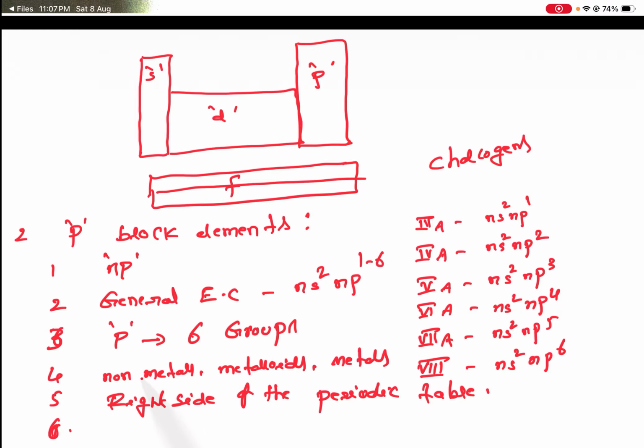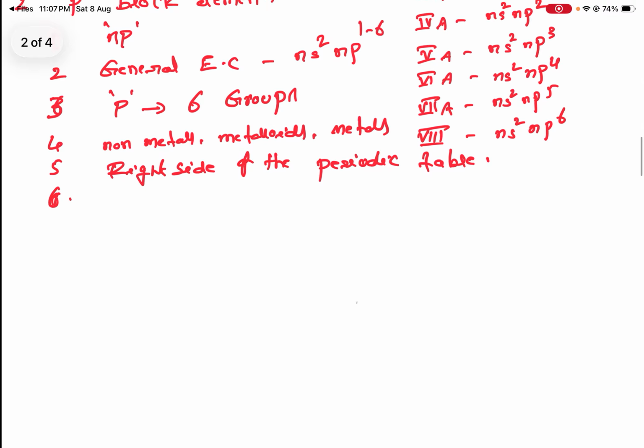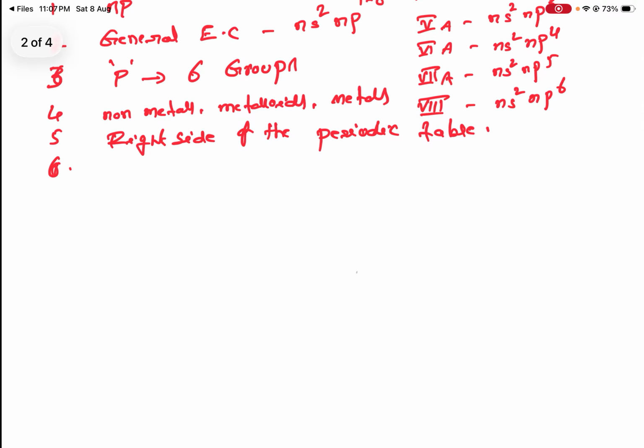This p block contains nonmetals, metalloids and metals. They are present at the right side of the periodic table. Next, the third block is d block elements.